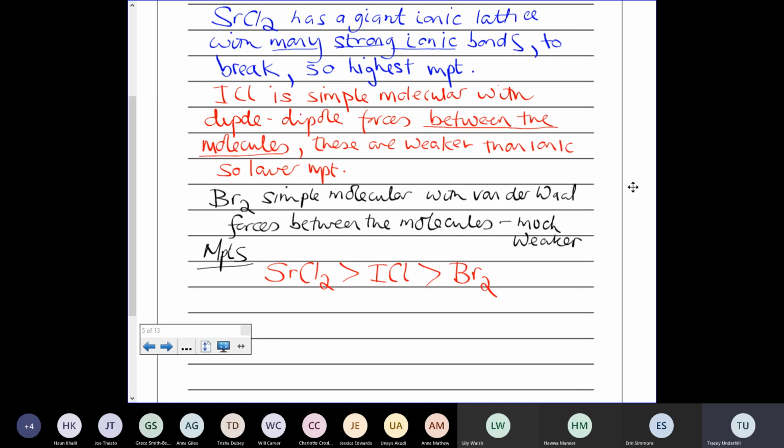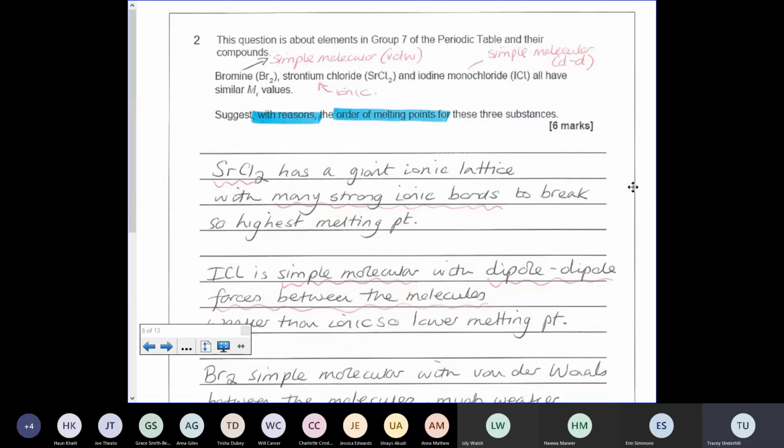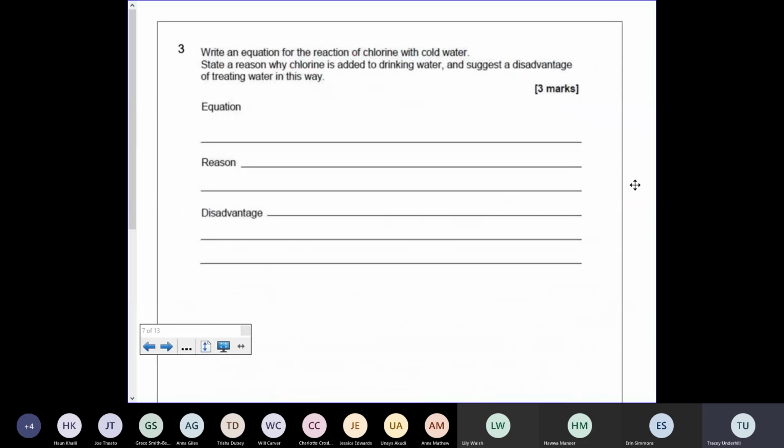Question 3. Write an equation for the reaction of chlorine and cold water. Let's do that first. Chlorine plus water. Remember there's an equilibrium here. Makes your HCl plus your HClO. State a reason why chlorine is added to drinking water. That's your hypochlorite, and acting sort of as a disinfectant, so it kills bacteria.